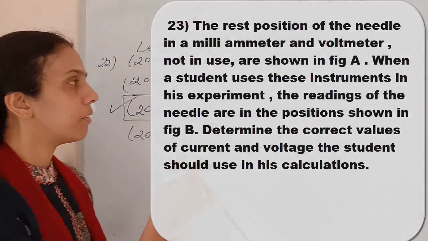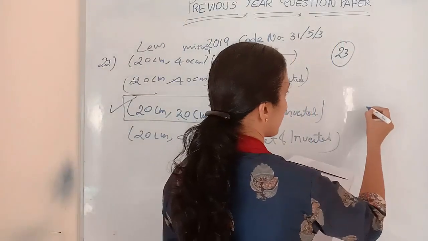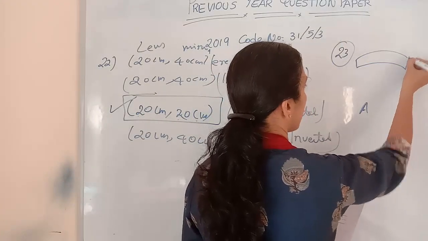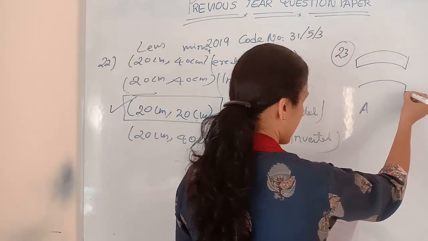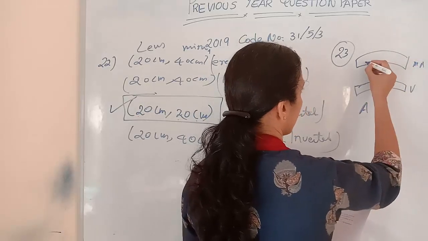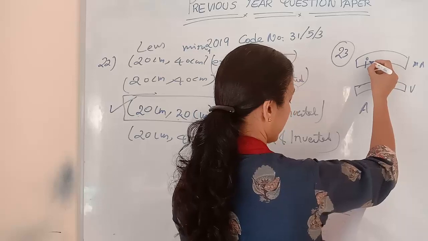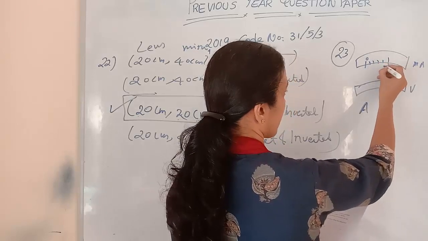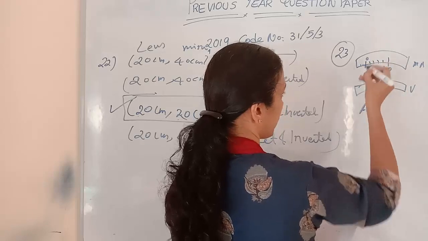So in figure A, two sets of readings are given. This is for milliamps and this is for voltage. Here this is the 0, and after that 1, 2, 3, 4, 5. This is 10. Before that, two divisions of readings are there.